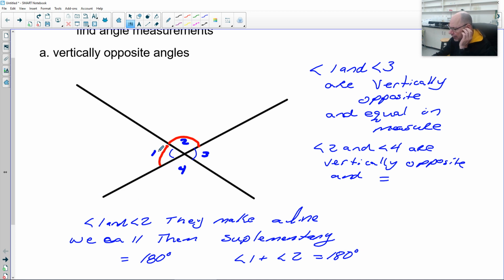Okay, now if you went around here, 2 and 3 make a line, 3 and 4 make a line, and 4 and 1 make a line. So you can see when you have a cross like that, those are all supplementary angles. Okay. So that's vertically opposite angles, and this should be B. And supplementary ones. And the reason we need to add those two in is because we're going to look at finding angle measures. Okay.